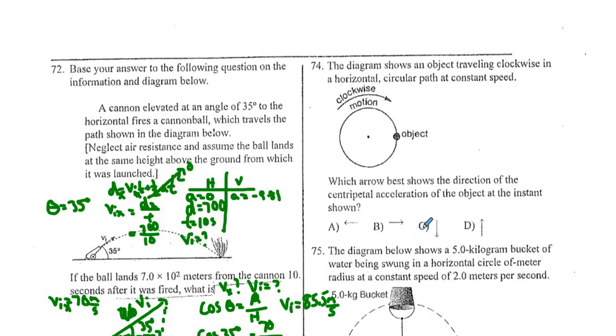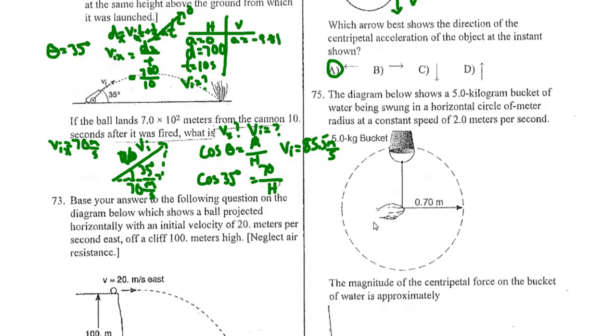All right, finally some circular motion. It says, which arrow best shows the direction of the centripetal acceleration of the object at the instant shown? So the object's here. And so what we know is that the velocity is tangential, and the word centripetal stands for inward. So the inward would be to the left, so that would be answer choice A.